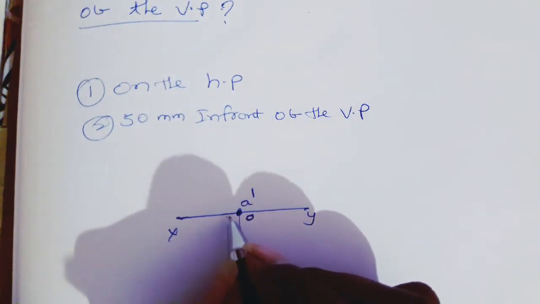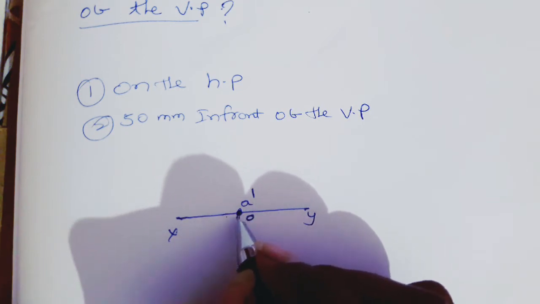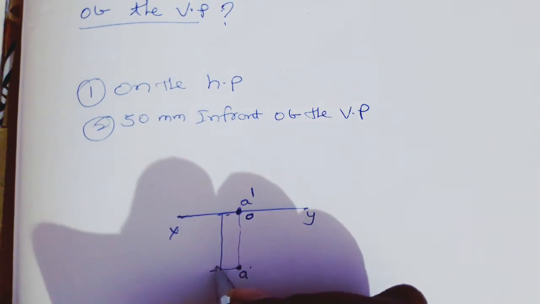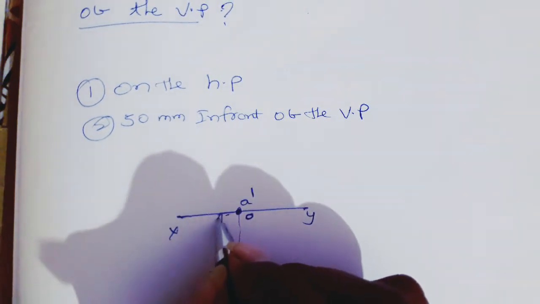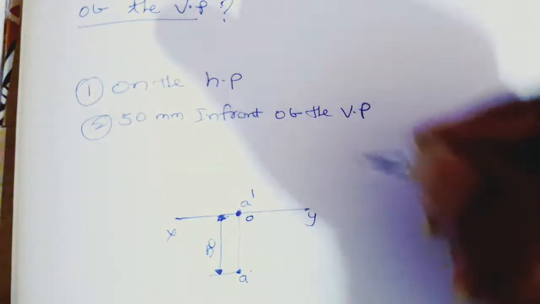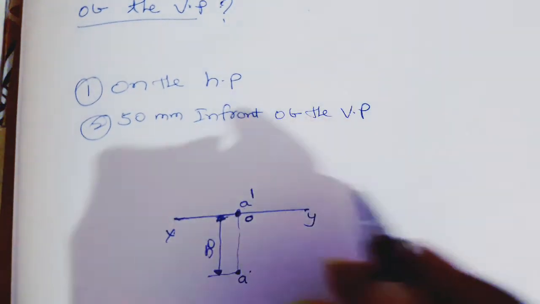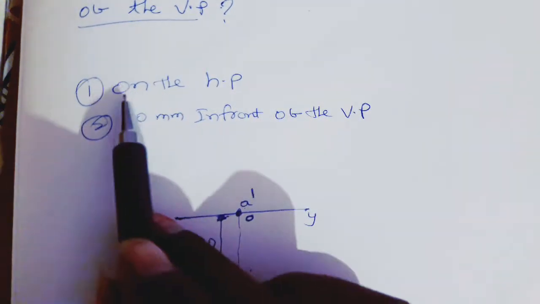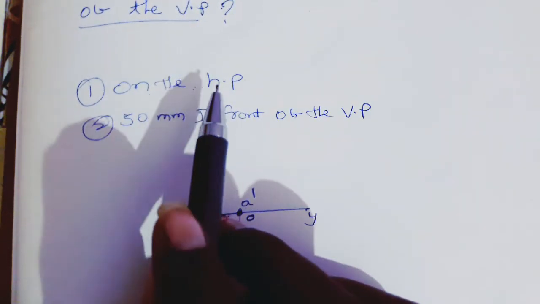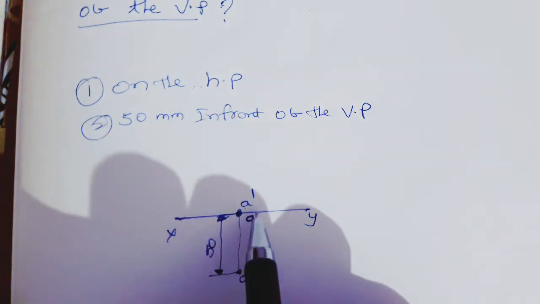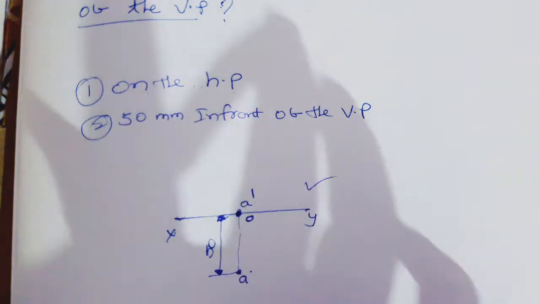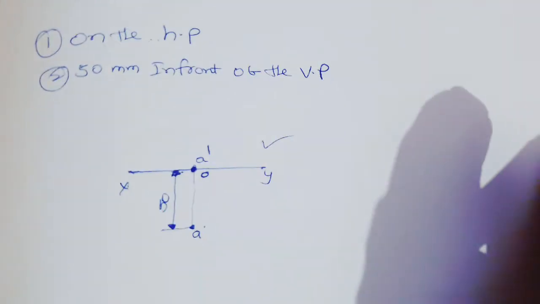Okay, from here to here, this is 50. Next, here you need not show. Why? Because on the HP is given. If he gives on the HP or on the VP, please show it on the XY reference line only. So this is the simple condition.